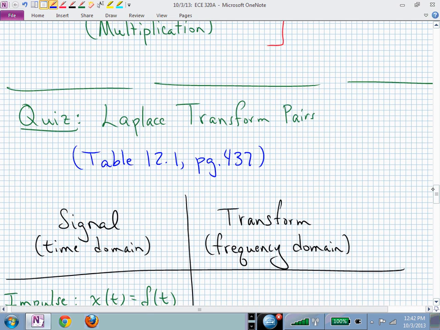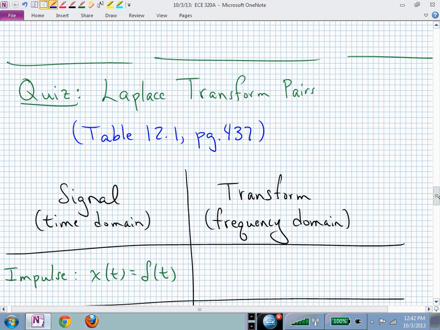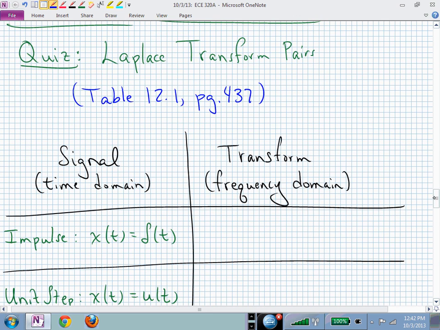All right, the movie's over. Now to the quiz. And if you're following along with your textbook, this is table 12.1 or some of table 12.1.